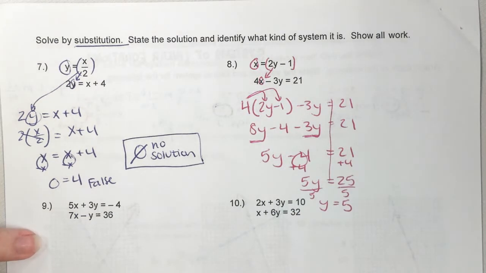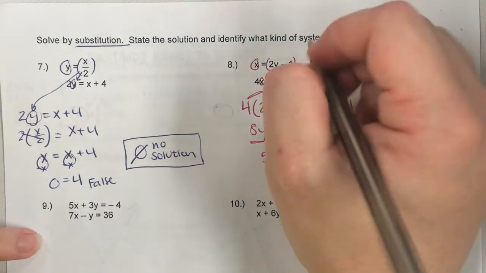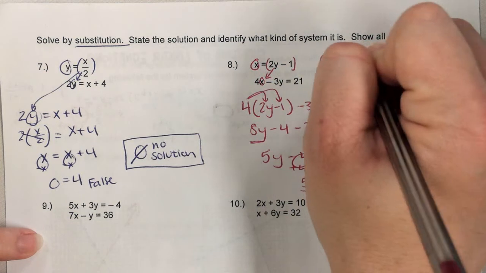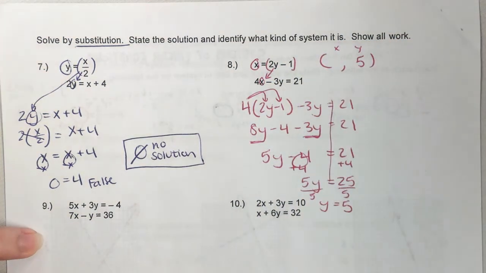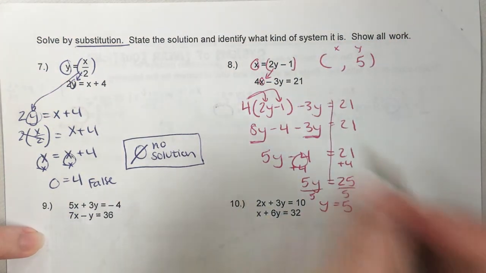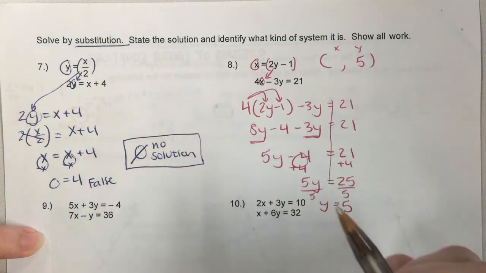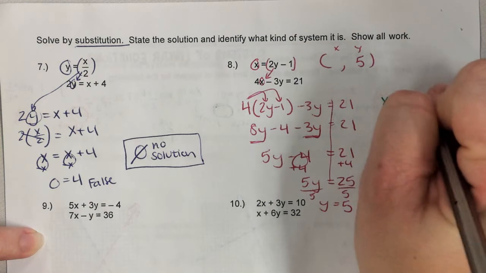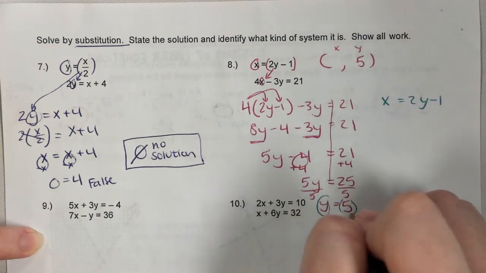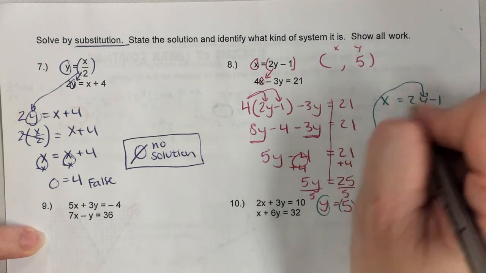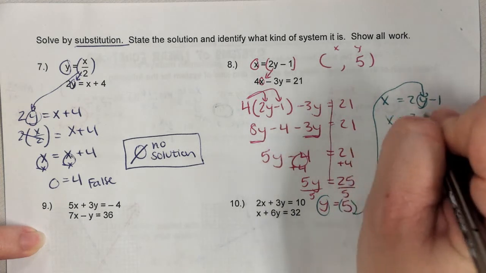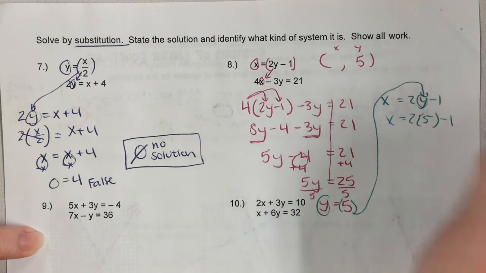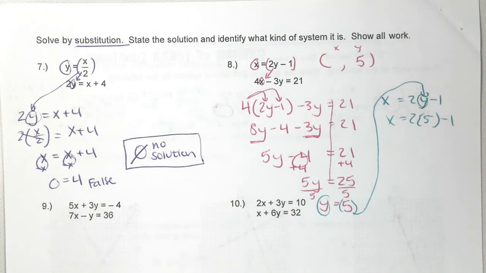Now I'm not done, that's only half of my answer. So remember, your answer is an x comma y solution, so I know y is 5. And I can plug it into either one. So I'm going to plug it into the first one. So I have x equals 2y minus 1, so I'm going to replace y with 5. So I get x equals 2 times 5 minus 1. Well, 2 times 5 is 10.